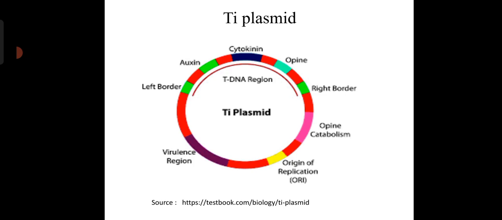The tumor-inducing plasmid, Ti plasmid, is a megaplasmid of about 200 kb and consists of tDNA, Vir region, ORI sites, etc. The Ti plasmid also has genes for the synthesis and catabolism of a special type of nitrogenous compounds known as opines. Examples are nopaline, octopine, mannopine, etc. Other than that, it also has genes for auxins and cytokinins.